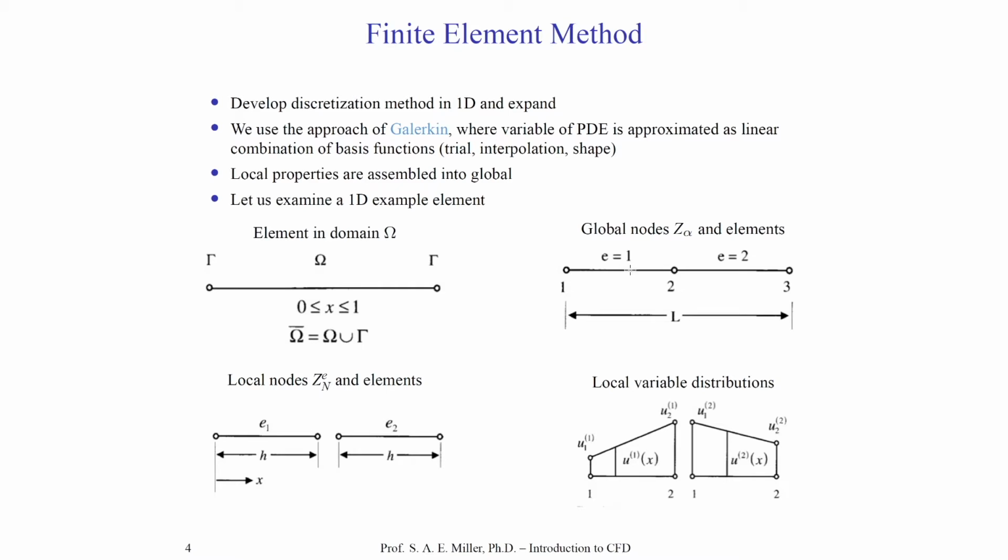The global nodes we'll call capital Z sub alpha. In the lower left, we'll have local nodes, Z superscript E subscript n. Here, n is the number of nodes per element, and E dictates that it is an elemental basis for the element. So now we've taken our elements from the global basis and divided them into their own separate elements. Now each element will have its own particular nodes. For example, E1 has the first and second node, and the second element has a first and second node. They have their own distances h.